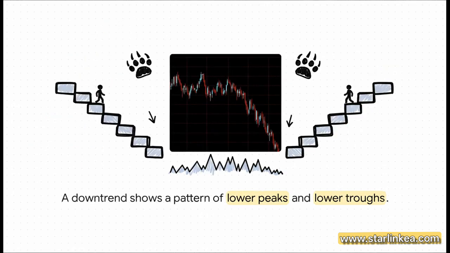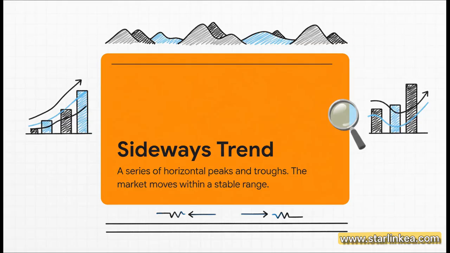And here's the flip side. A downtrend is just like walking down a set of stairs. Each peak is lower than the last one, and every trough drops below the one before it. The steady march downwards, that's your clear signal of a bearish market. And finally, we've got the sideways trend, which you'll often hear called consolidation. This is basically when the market just decides to take a breather. The peaks and troughs are all happening at pretty much the same horizontal levels. There's no real progress up or down. The price is just kind of moving back and forth within a range.